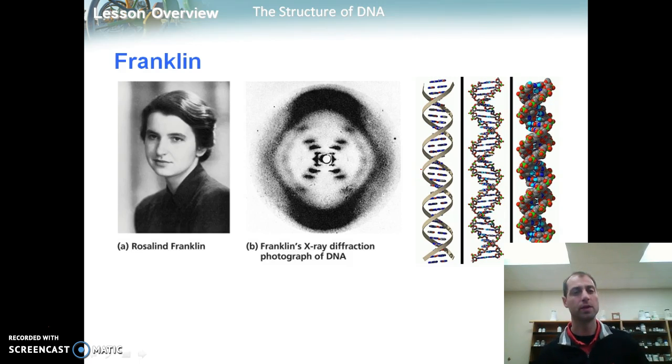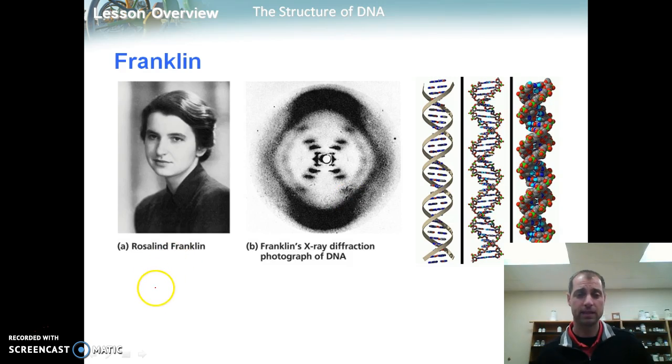The next person who's really important to us is Rosalind Franklin. Rosalind Franklin worked at the University of Chicago, and she was a chemist. She was a biochemist, and she was very skilled in what we call X-ray diffraction. And basically she took X-rays of different molecules to see what they looked like. And from those X-rays, we can determine some of the structural attributes of those molecules. And so this is an example of Franklin's X-ray diffraction photograph of a DNA molecule.